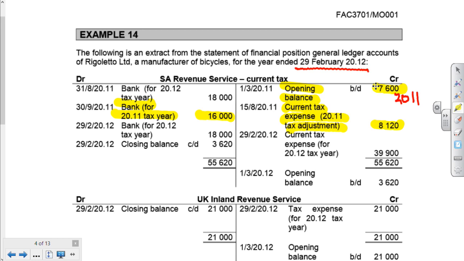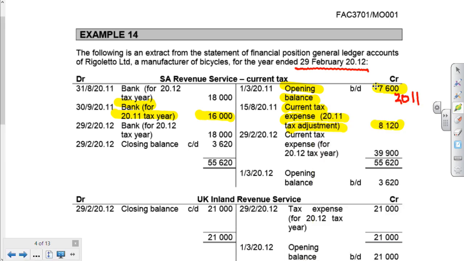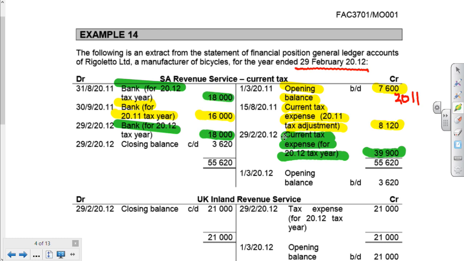The rest of the entries relate to 2012. So if I look at the rest of the entries for 2012, I have a current tax expense for 2012 of 39. I've paid provisional tax for 2012, bank for 2012, bank for 2012, 18 and 18. I've paid 36, and I therefore still owe the difference. So this closing balance over here, some of it is 2012, and then there's a bit there that's 2011 still, isn't it? That needs to be sorted out.